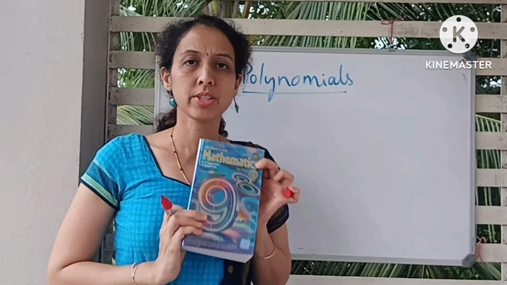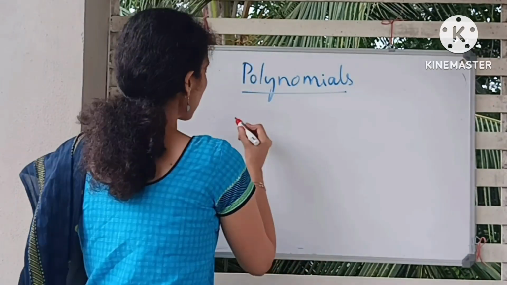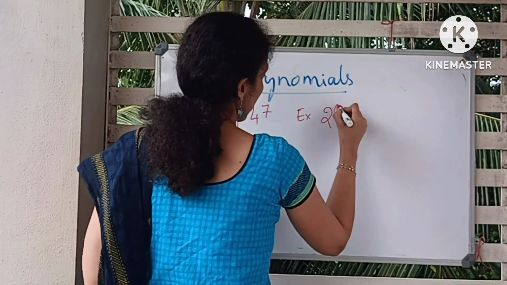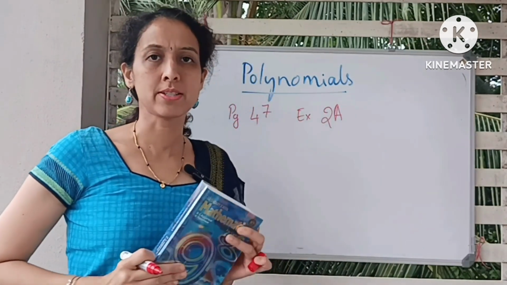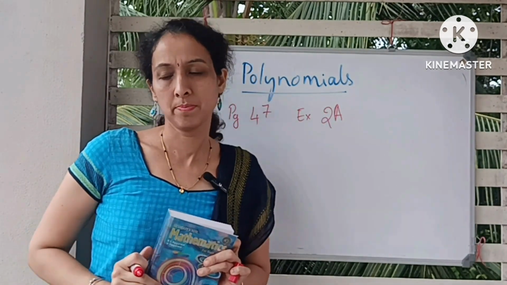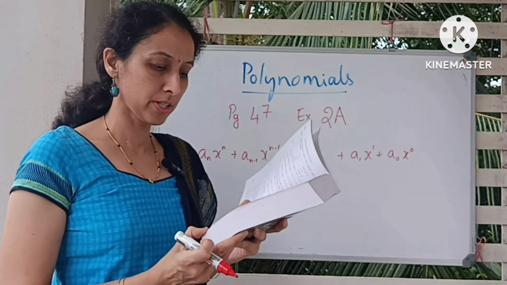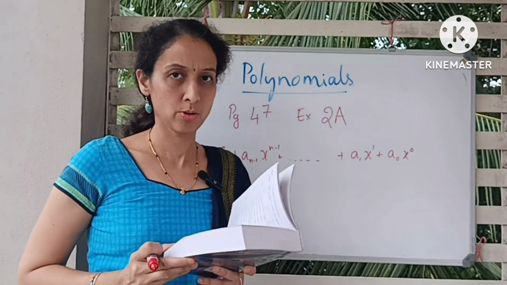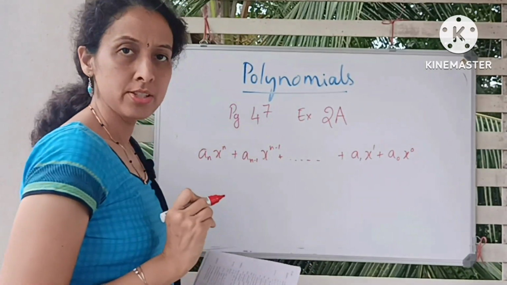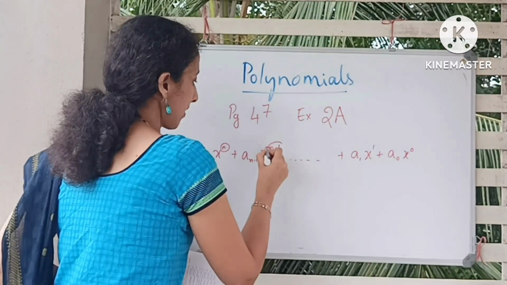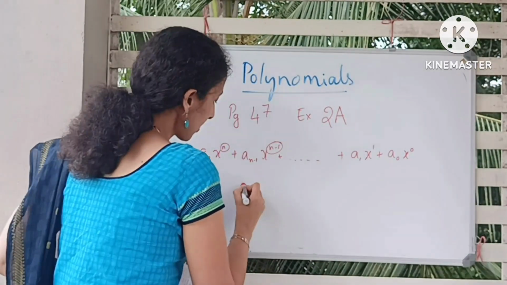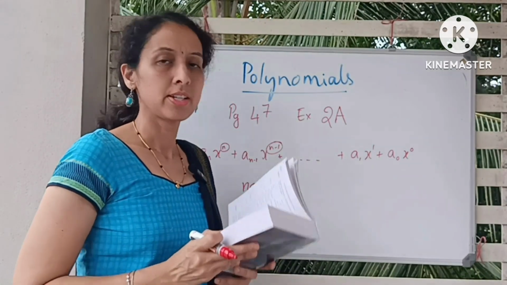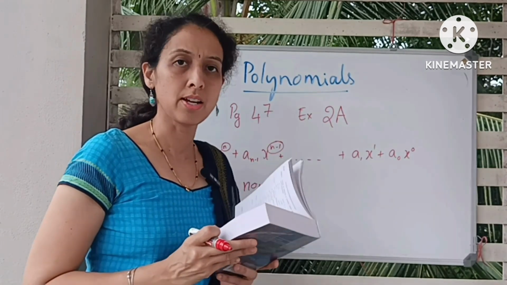I am referring to this book, and in page number 47 we have exercise 2A related to polynomials. We are going to solve some of the problems of this. The first problem says which of the following expressions are polynomials, and here let us see which are not polynomials and why they are not polynomials. In case of polynomials, the power we have is required to be a non-negative integer. So based on that, let us see which are not polynomials. The rest are the polynomials.